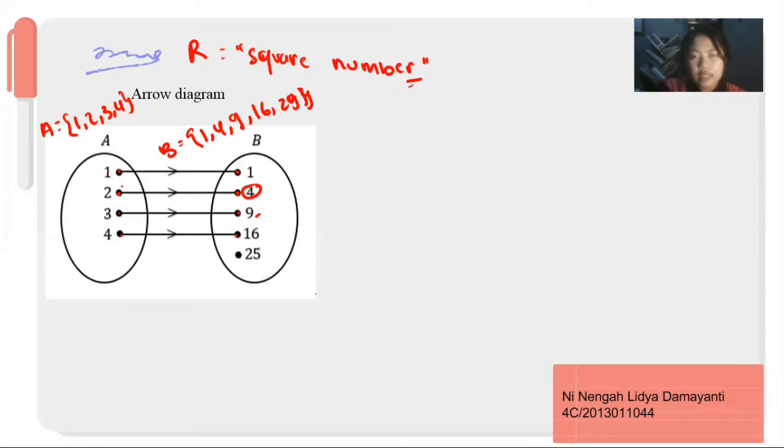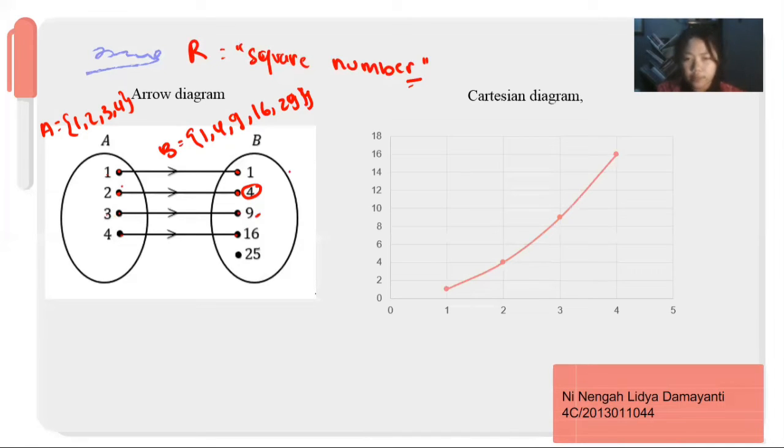And for the same example, we will try to make it in the Cartesian diagram. The Cartesian diagram is a type of diagram consisting of a coordinate system of the x-axis and y-axis.